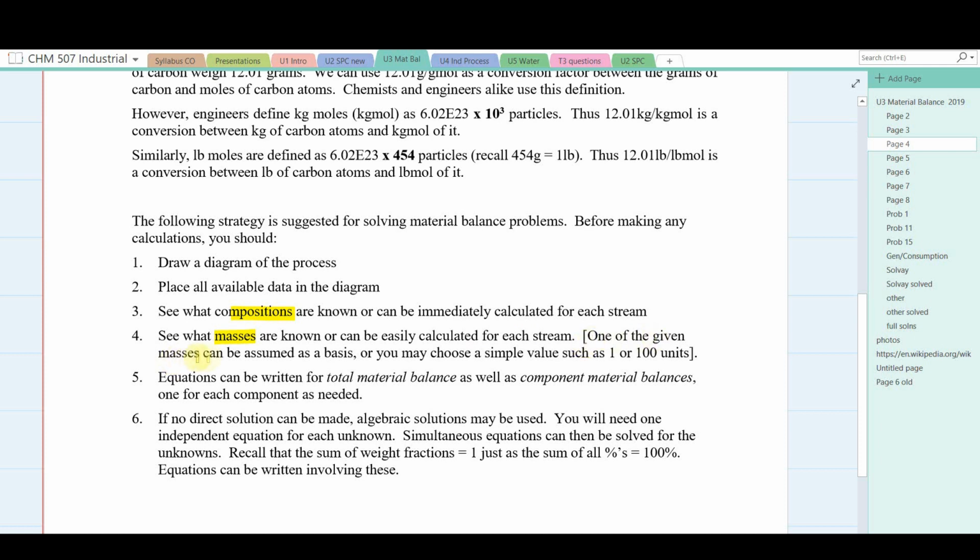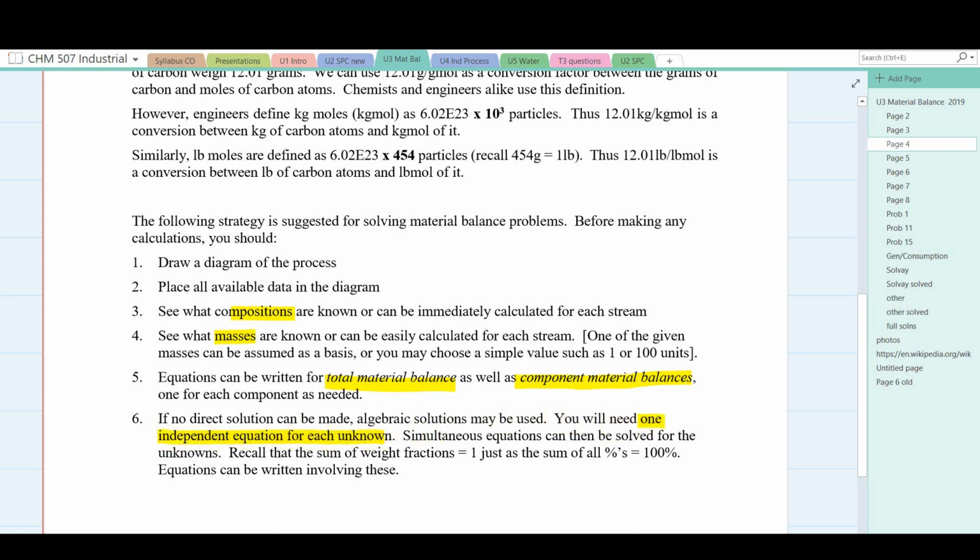One of the given masses can be assumed as a basis, or you can choose a simple value like 1 or 100. So you can ratio all the other components to one component, or you can ratio them all to a convenient unit based on one of the components being 1 or 100. Equations can be written for the total material balance as well as component material balances. You may not know what that means, but I'll show you when we do the problems. If no direct solution can be made, algebraic solutions can be made. You'll need one independent equation for each unknown.